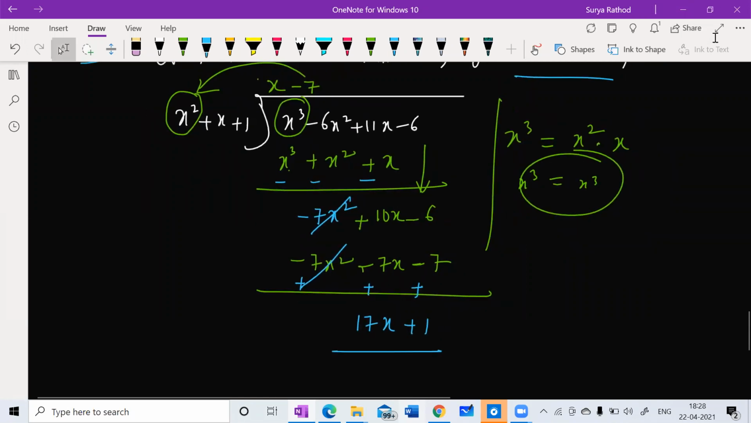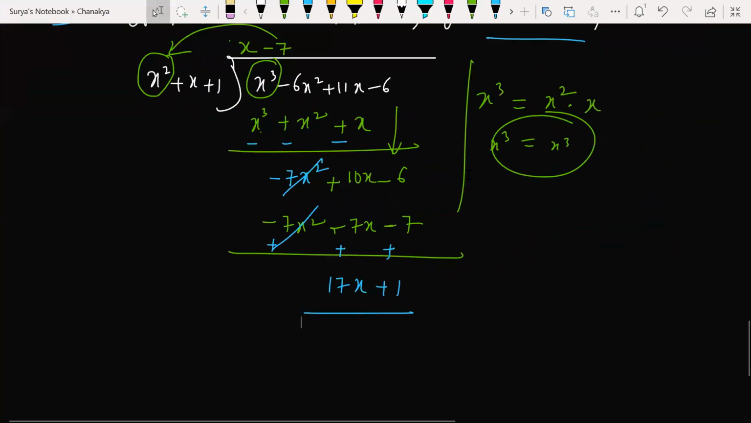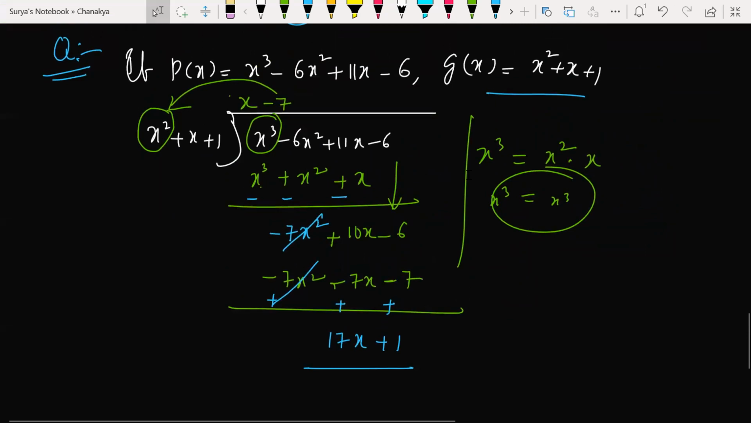After this, what am I supposed to do? With what number am I supposed to multiply so that I'll get 17x? I cannot do that. That is the remainder. I do not have any other option. That's what I'm explaining.